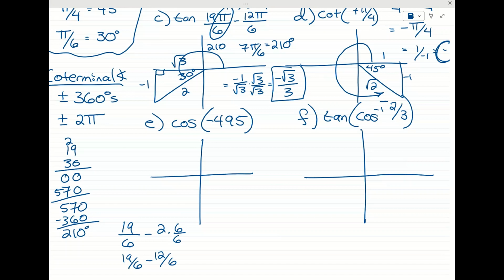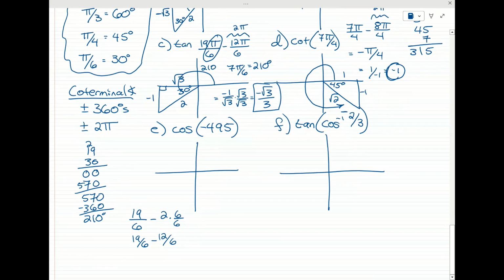The question was, where does the 12 come from? 12 pi over 6. I talked about it being 2 pi, but in order to combine fractions, we have to get a common denominator. So if we take 2 pi and multiply by 6 over 6, we get 12 pi over 6. So then we could subtract them.